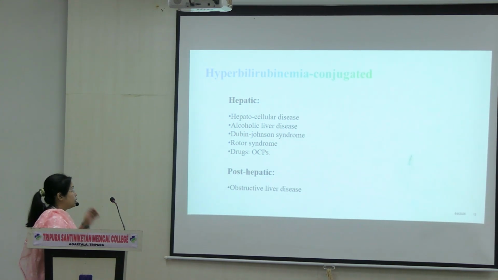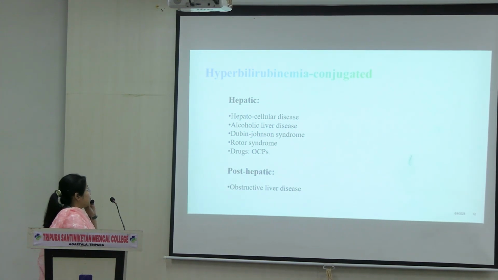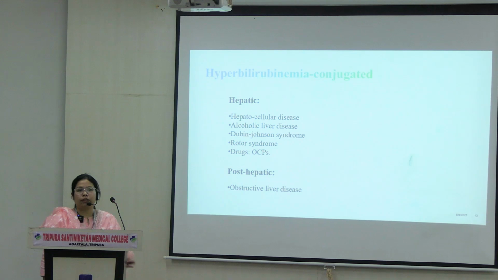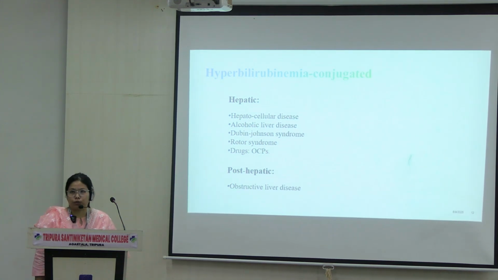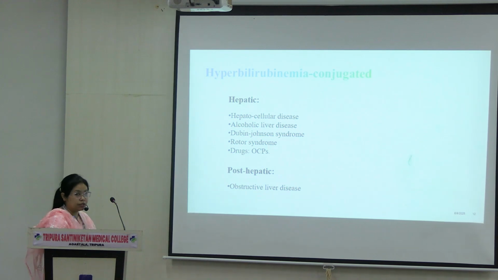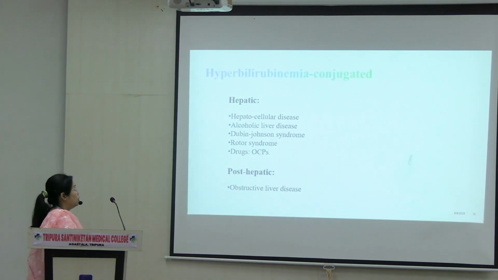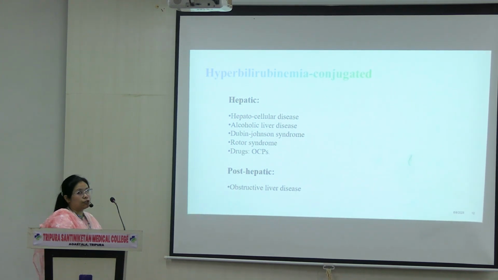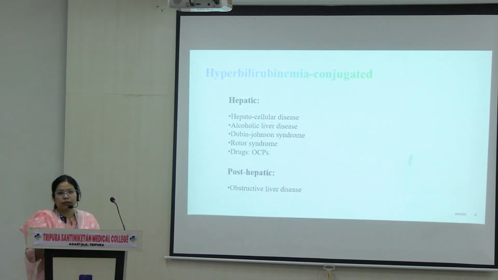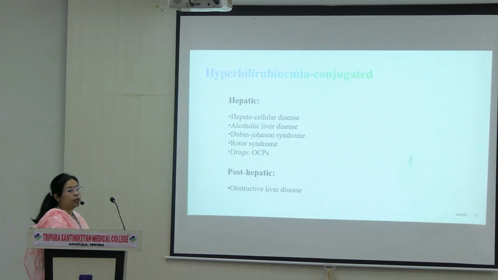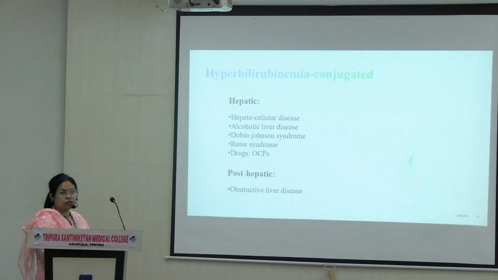Then we talk about conjugated bilirubin. We have hepatic reasons. Whenever there is any hepatocellular disease like cirrhosis, whenever there is alcohol abuse, then also we see conjugated bilirubin. Dubin-Johnson and Rotor syndrome and drugs like OCPs. Post-hepatic मतलब liver के बाद कोई भी reason है, and we have like obstructive liver disease. All of these we will see conjugated hyperbilirubinemia.